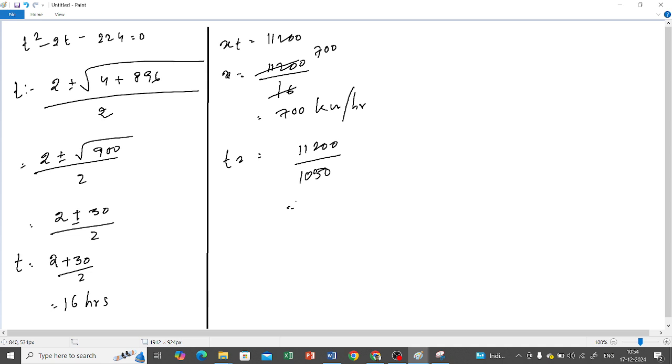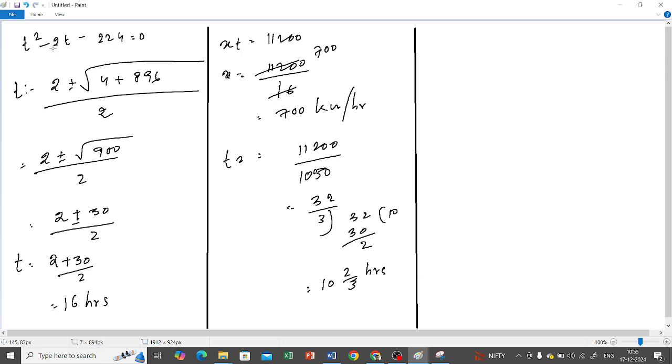Okay, so if I divide this, I'll get 32 by 3, that is 10 and 2 by 3 hours, okay. So that is 10 hours plus 2 by 3 hours, which is into 60, that is 40, so it is 10 hours 40 minutes.